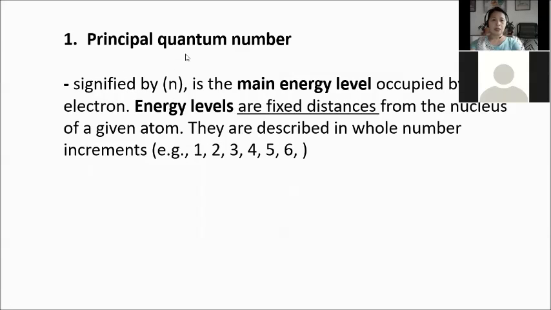So, first we have this principal quantum number. This is signified by small n. And this is the main energy level occupied by the electrons. Energy levels are fixed distances from the nucleus of a given atom. They are described in terms of whole numbers.